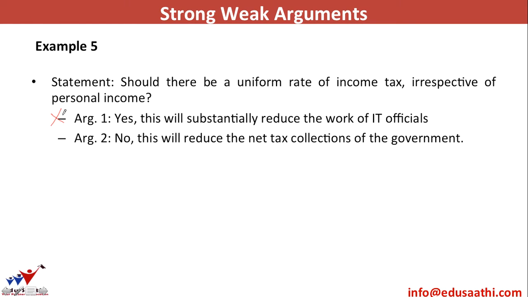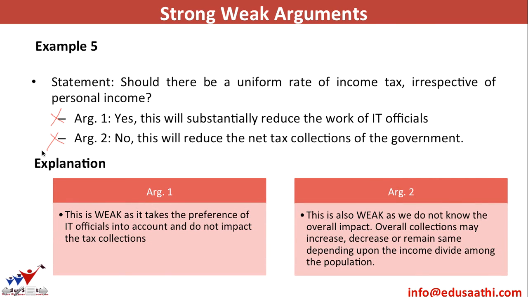The second argument says no, this will reduce the net tax collections of the government. Now, this might sound a strong argument, but we are completely unaware whether or not this will happen. Now, see, making a uniform rate of income tax may lead to better income tax collection, or it might lead to worse income tax collection, which is unknown. We are completely unaware about whether there would be a benefit of this uniform rate, or would it be a malefactor for the government. So, since we are unaware about this very thing, we cannot judge whether or not this will reduce the net tax collections, and thus I treat it as a weak argument.